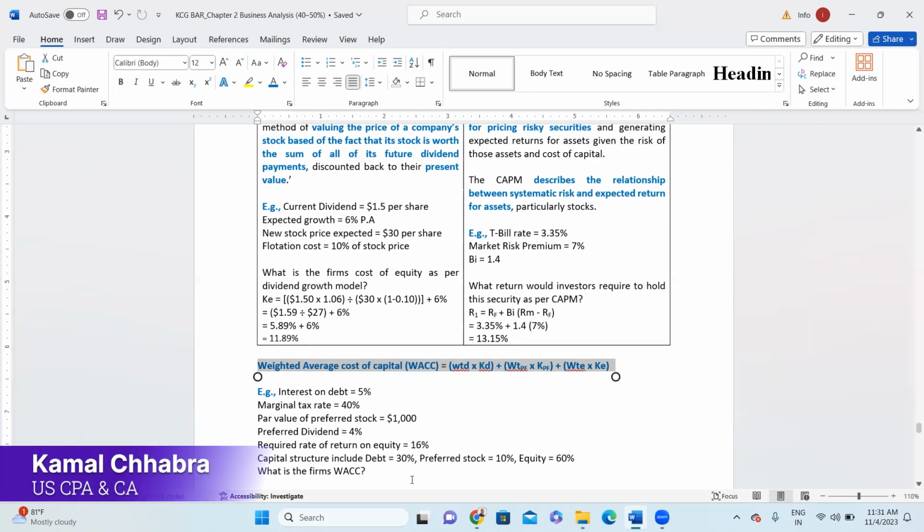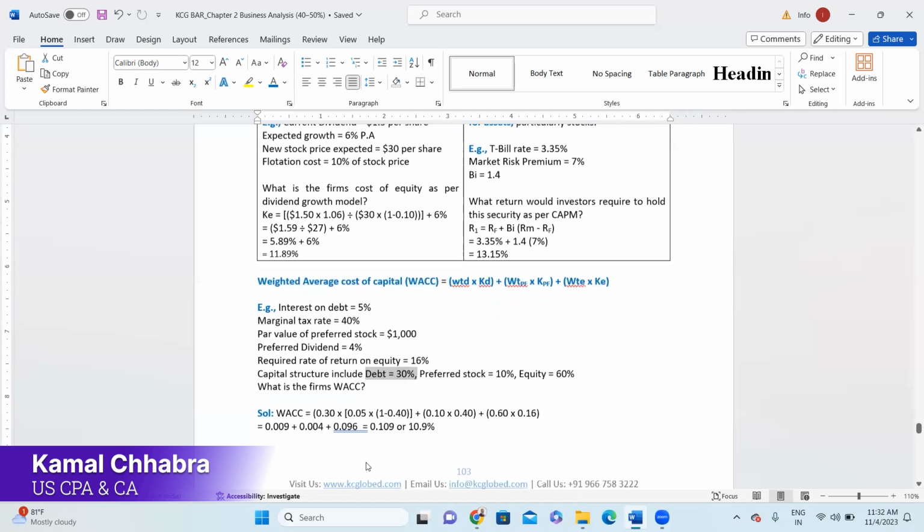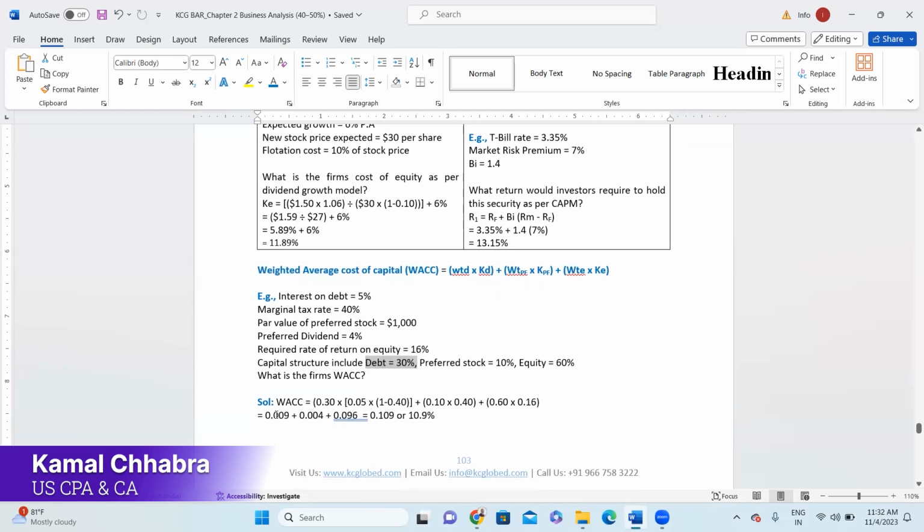They have given 30%. 30% multiplied by 3%, how much is it? 0.009, that is 0.9%.